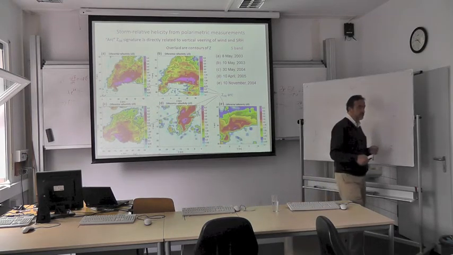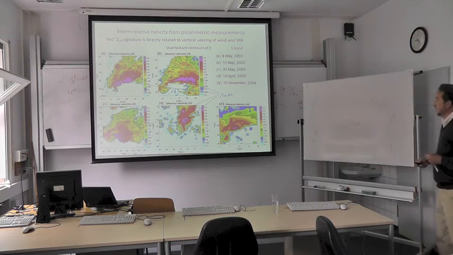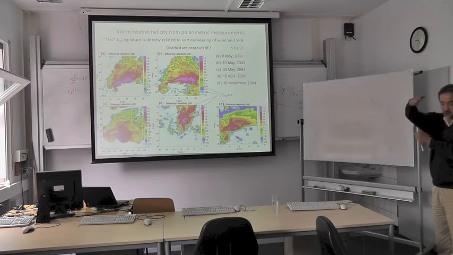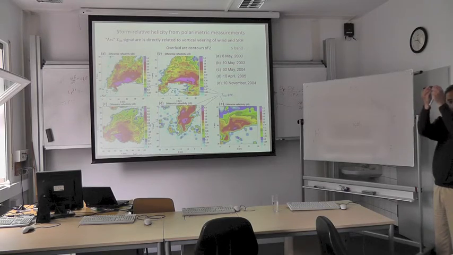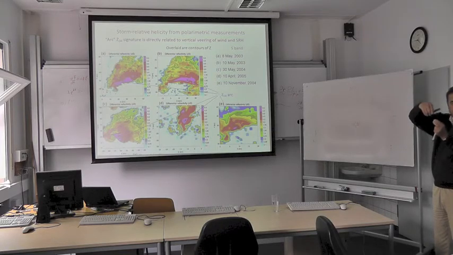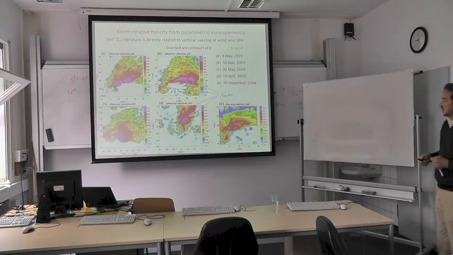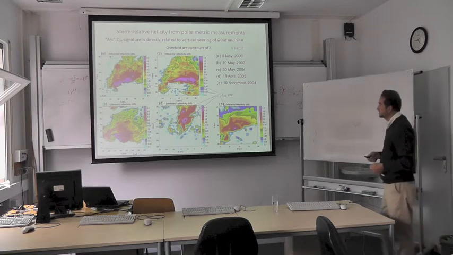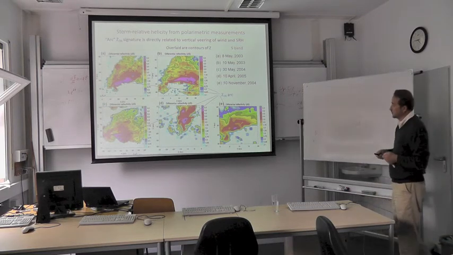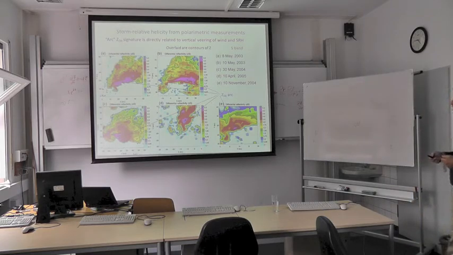In a more complex situation, we have not only unidirectional wind shear, but we have some veering of the wind. So not only the magnitude, but also the orientation of the wind vector changes with height. Then we may have more interesting and more peculiar looking signatures. And here is the so-called ZDR arc signature.